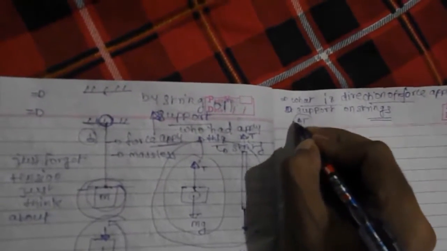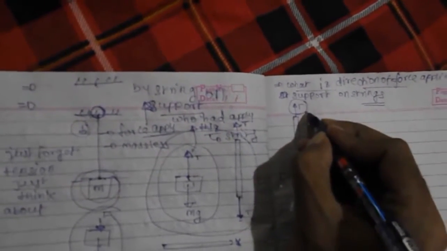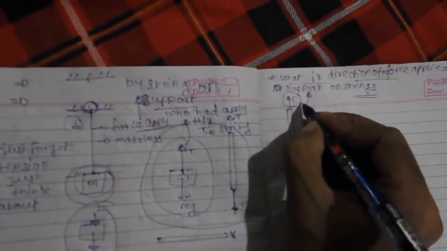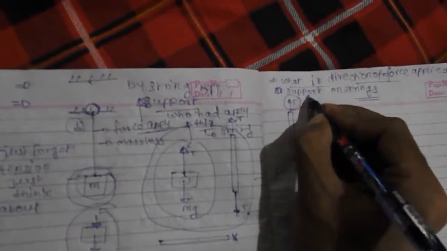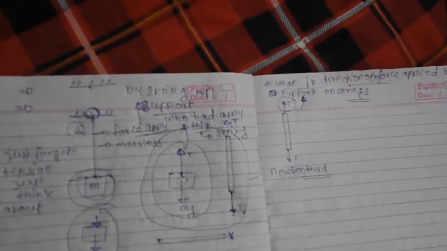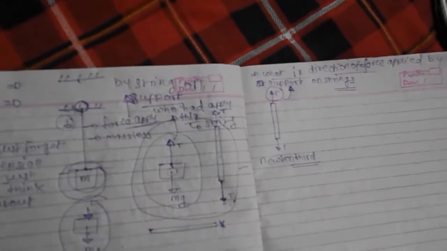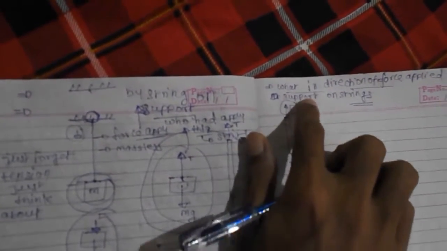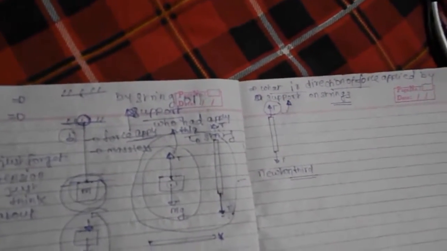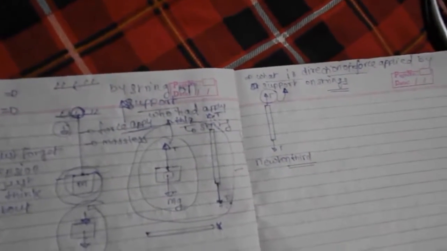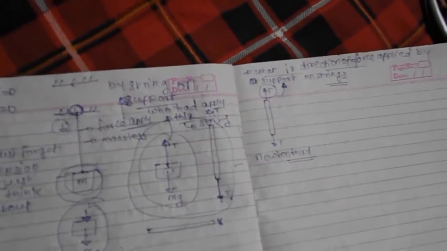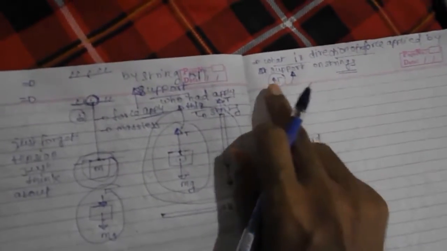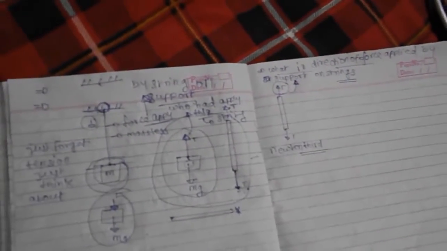Who has applied this T? This support has applied. Who has applied this T? Mr. Support has applied. So I think it is clear, and you should ask this question by yourself when you learn. Who has applied this force? This support has applied.